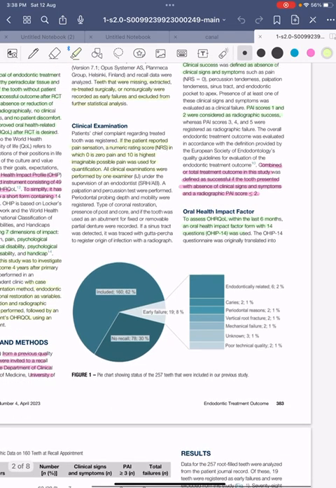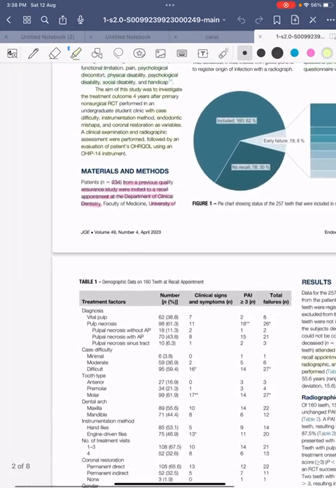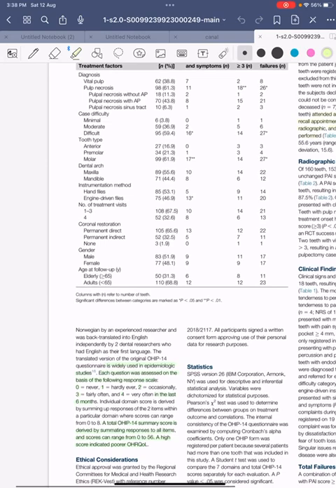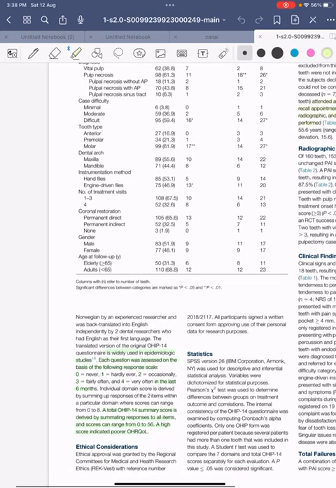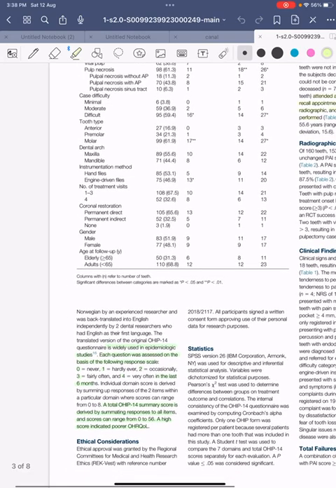For the oral health impact profile, to assess the oral health related quality of life within the last 6 months, the OHIP-14 with 14 questions was used, which is widely used in epidemiological studies. Each question was assessed on the basis of the following response scale: 0 is never, 1 hardly ever, 2 occasionally, 3 fairly often, 4 very often in the last 6 months.